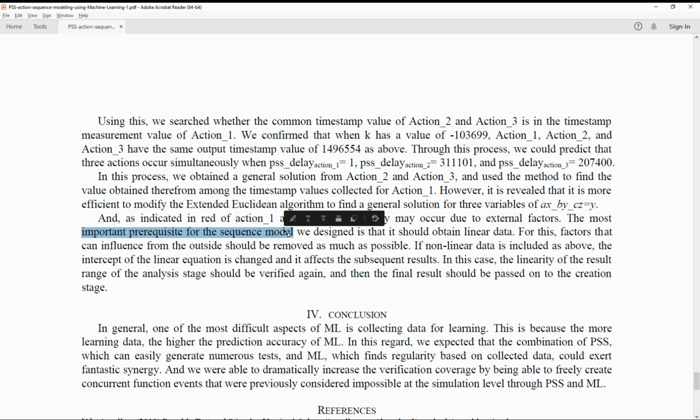The most important prerequisite for the sequence model when we design is that it should obtain linear data. So factors that can influence from the outside should be removed as much as possible. If nonlinear data is included as above, the intercept of the linear equation is extended and affects the subsequent result. In this case, the linearity of the result range of the analysis stage should be verified again. And then the final result should be passed on to the creation stage.